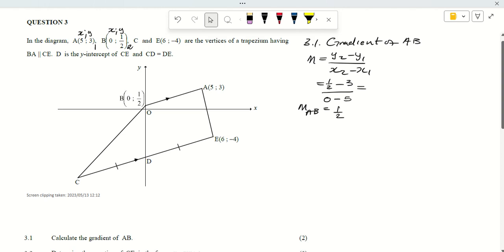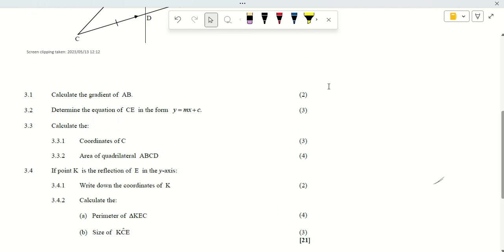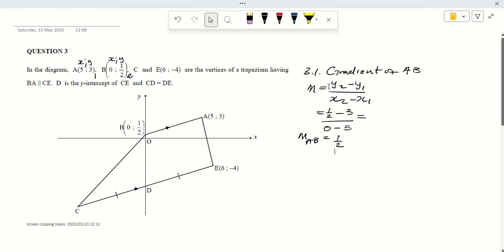Okay, let's look at the next question. The next question, we need to determine the equation of CE. Okay, let's go back to our information now. We have two parallel lines here. AB is parallel to CE. So what do we know about parallel lines? This is 3.2.